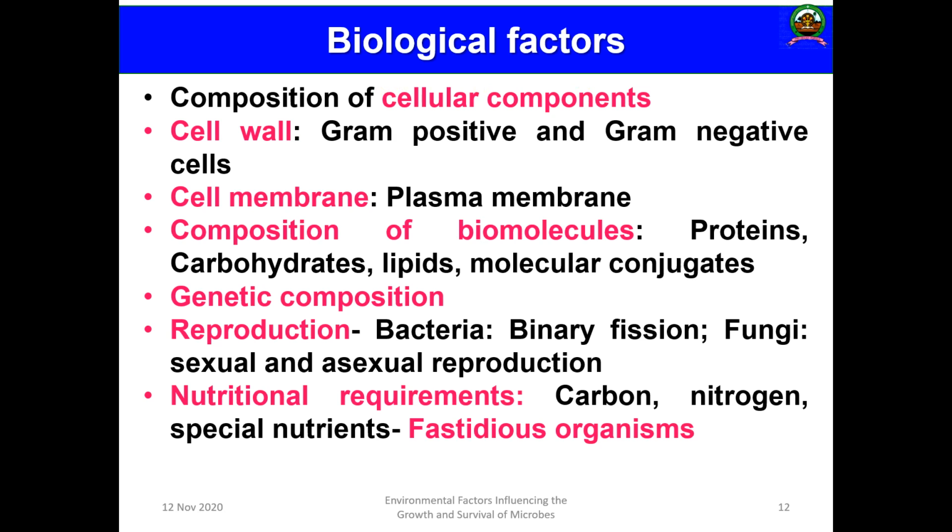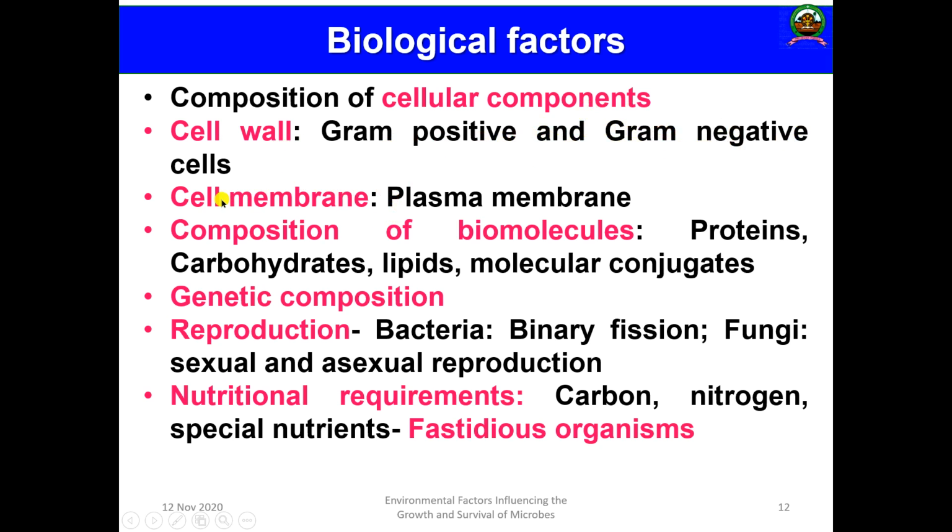The cellular composition and components present in bacteria are completely different from those in fungi, and completely different from algae, etc. Then the cell wall: the outermost cover of the bacterial cell is known as the cell wall. The cell wall gives rigidity and shape to the bacteria. Based on the cell wall composition, all bacteria are classified into two groups, gram positive and gram negative.